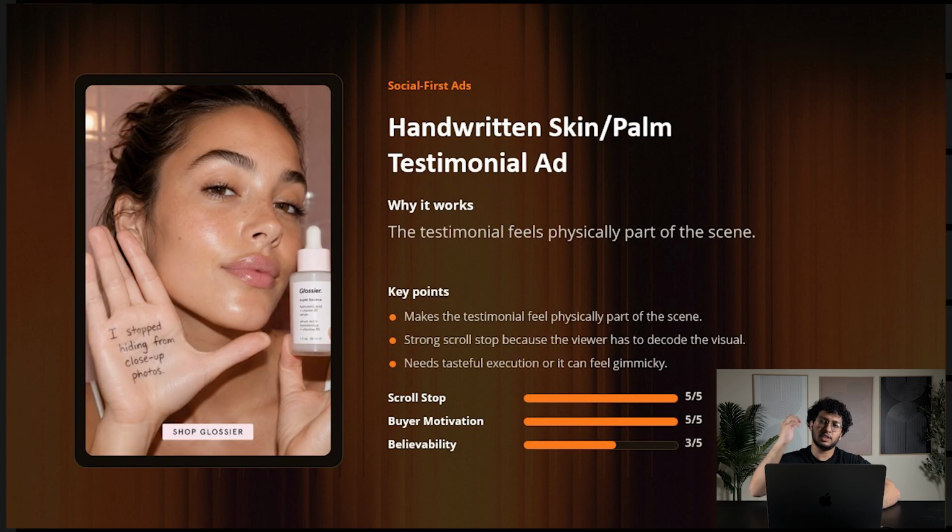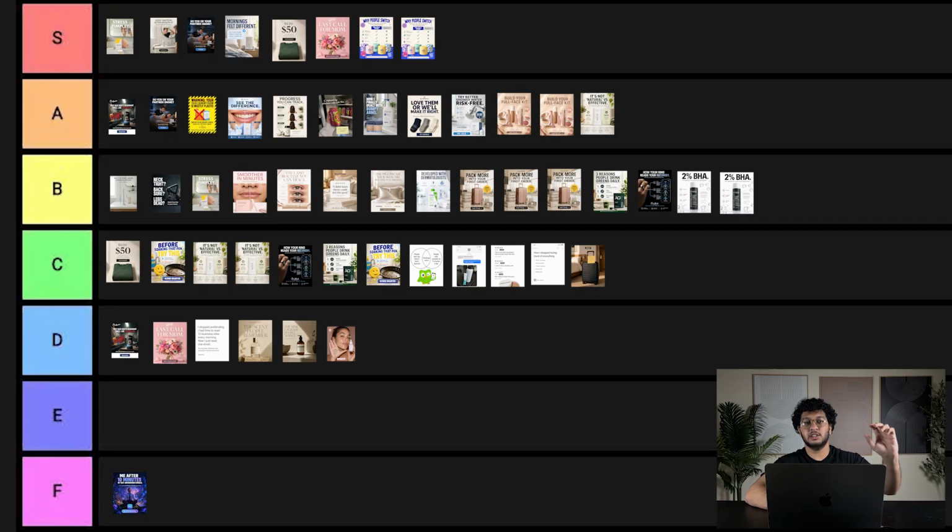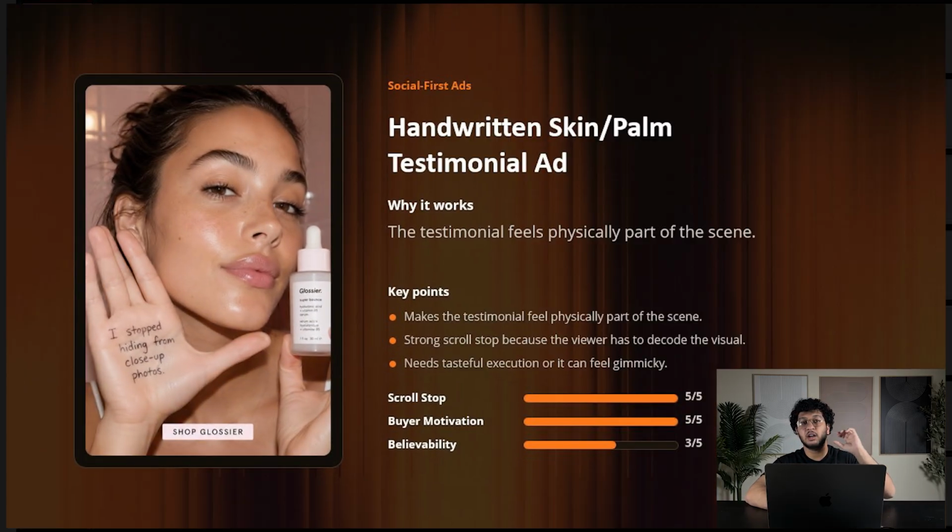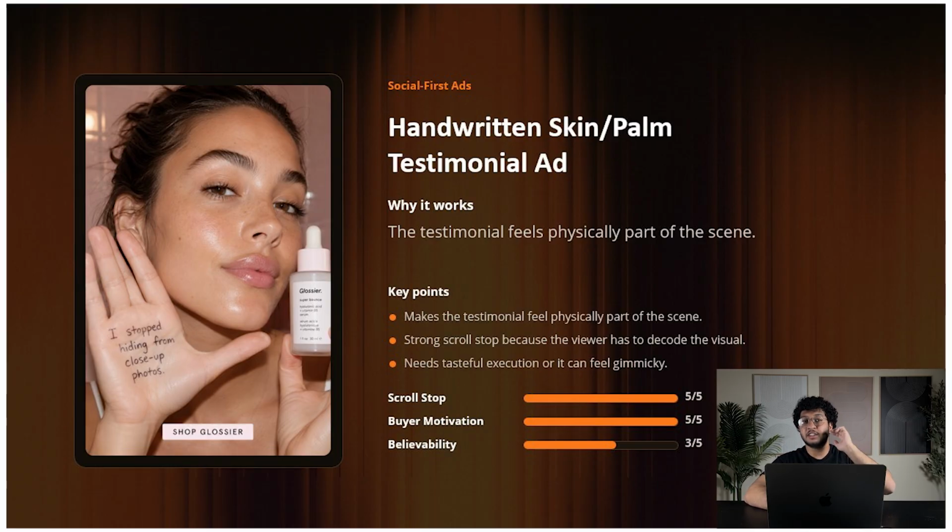Next is a handwritten skin or palm testimonial. This is D tier. It definitely stops the scroll, but it can also feel very gimmicky very fast. Writing a testimonial on someone's palm or body is visually interesting, but it may not feel believable. If the execution is too staged, then trust drops. So I would test this only for specific brands.